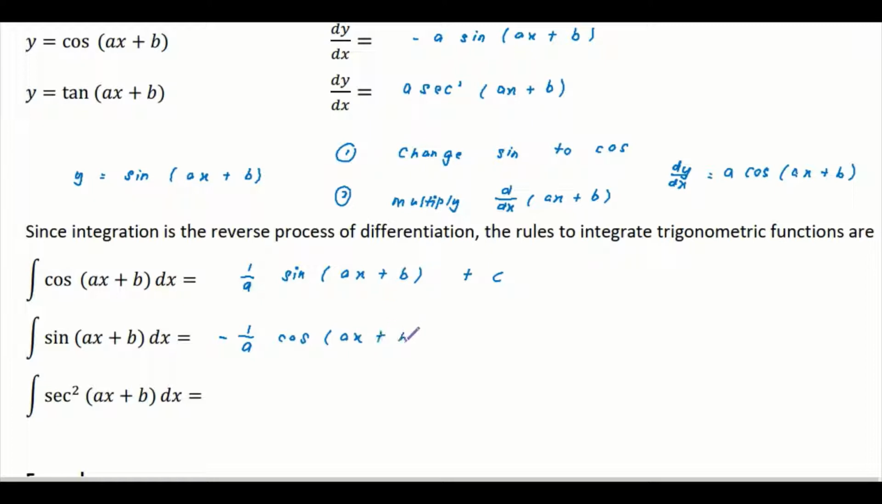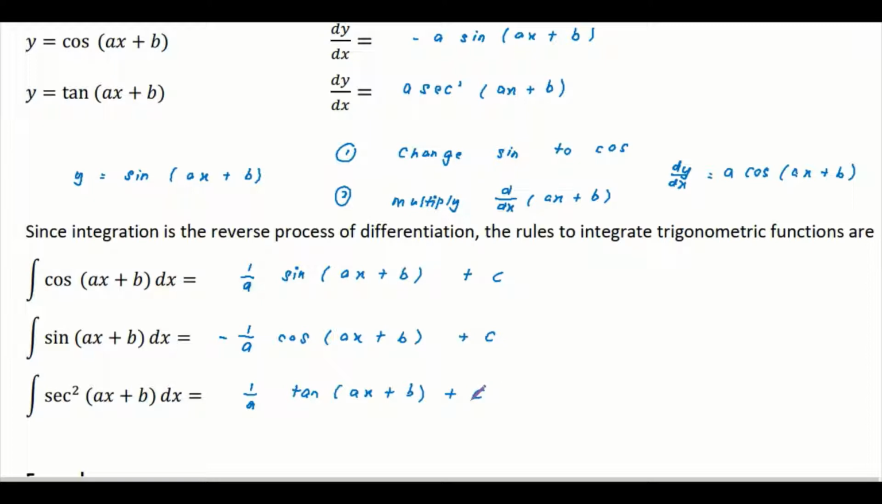So you can remember it in such a way that when you differentiate, sine will become cos and cos will become negative sine. So that's why when you integrate sine, you should have a negative cos, plus c. All right, then the last step is the same thing because you just have secant squared. So secant squared, when you do the reverse process, you get back tangent, 1 over a tangent ax plus b plus c.